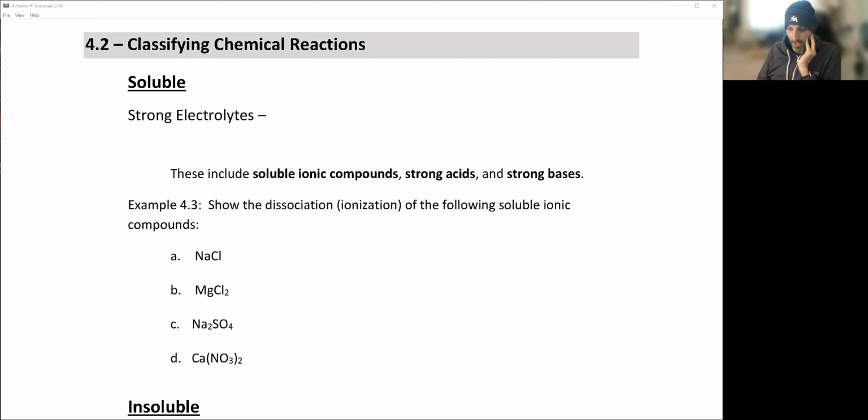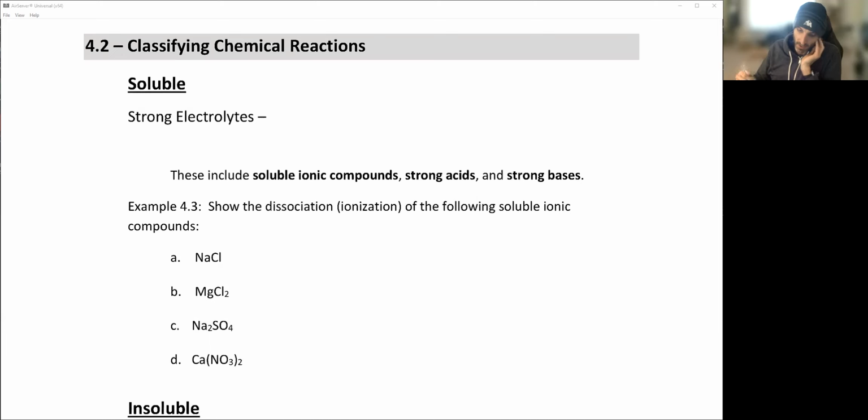Anyway, classifying chemical reactions. Before we start talking about chemical reactions, let's talk about the idea of soluble versus insoluble and electrolytes. Something that is soluble is simply something that dissolves in water. We're going to talk about exactly why and how something dissolves a little bit later when we start talking about energetics and interactions and entropy and enthalpy. But right now, if something is soluble, it dissolves in water.